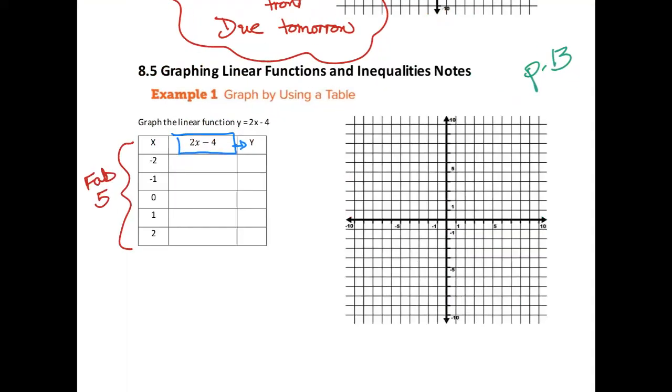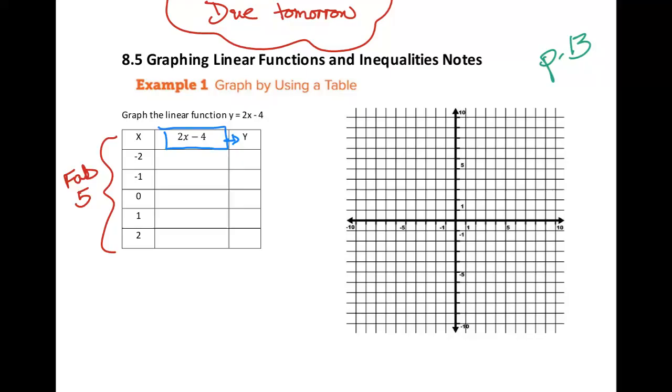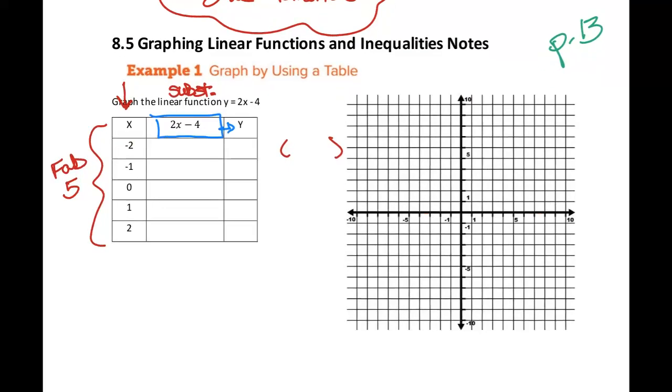All right, so we take our X value right here. You are going to substitute it in for that expression, and that expression gives you the Y value. Then you have your X and Y value as an ordered pair, and you plot those points. Okay? We can do that.